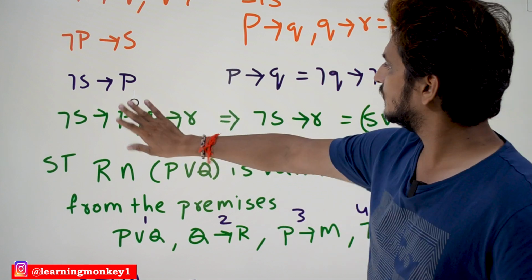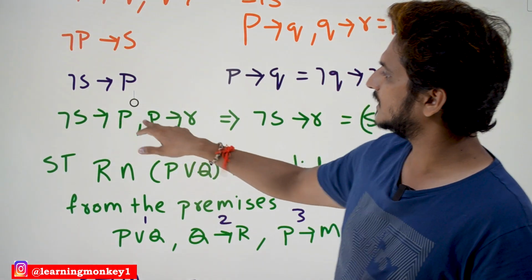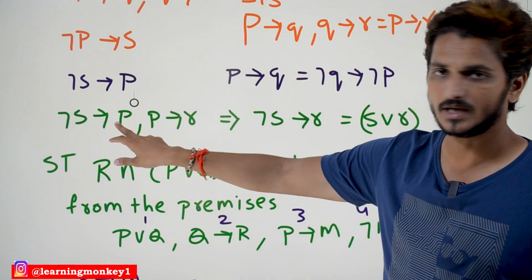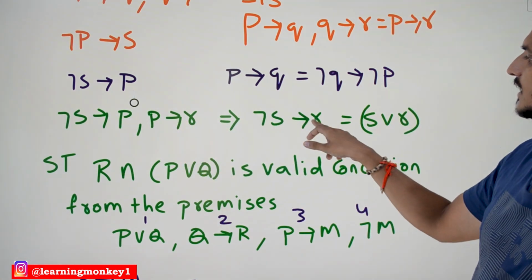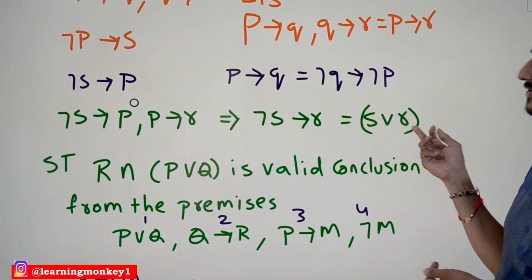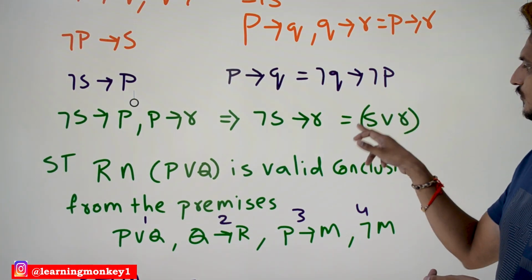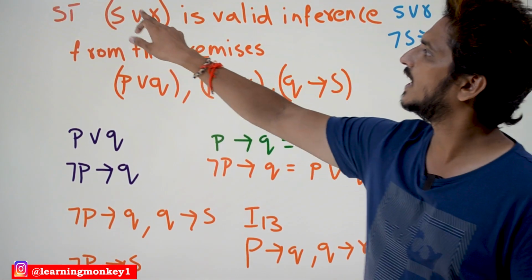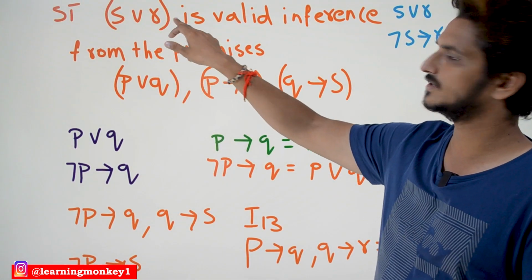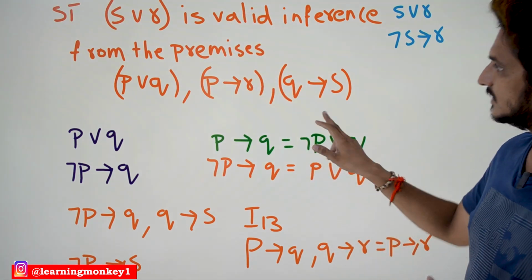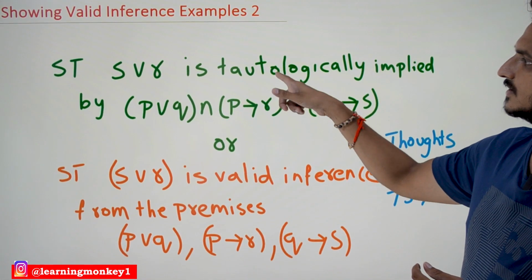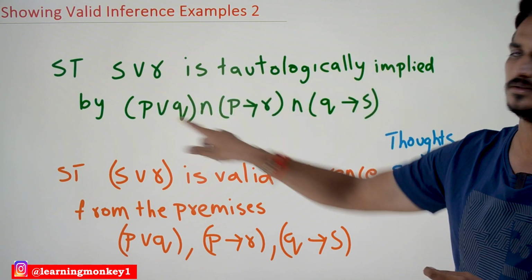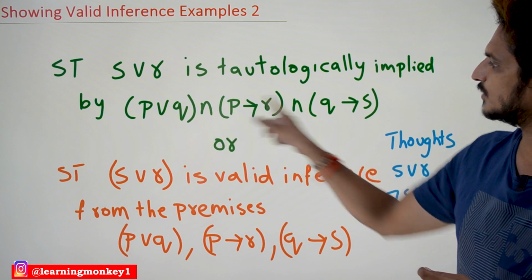So coming to this, finally from these two, negation S implies P, P implies R. From I13, if you are having these two premises, we can conclude that negation S implies R. This can be written as S disjunction R. So from the given premises, we concluded that S disjunction R is a valid conclusion. This is the other way they are going to ask: S disjunction R is tautologically implied by the premises. In between they have provided AND.